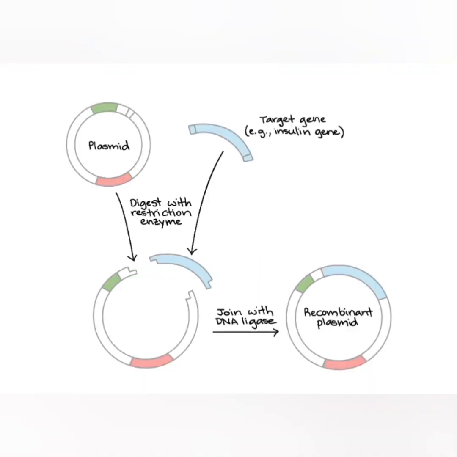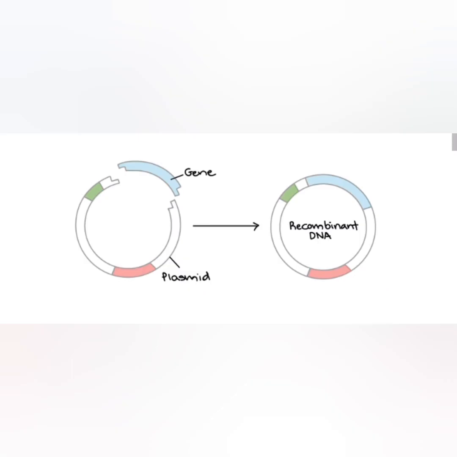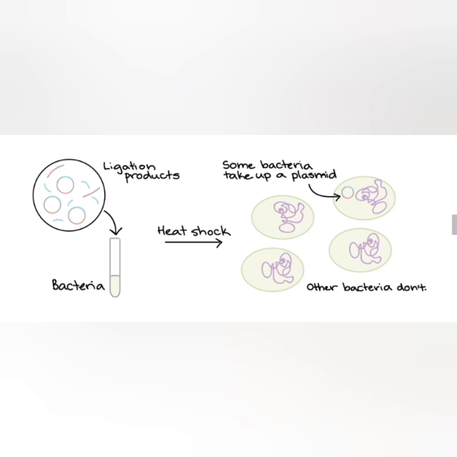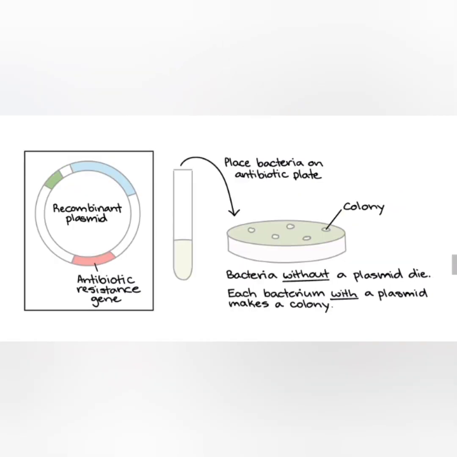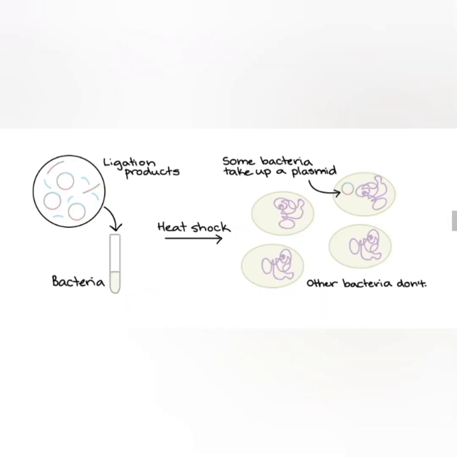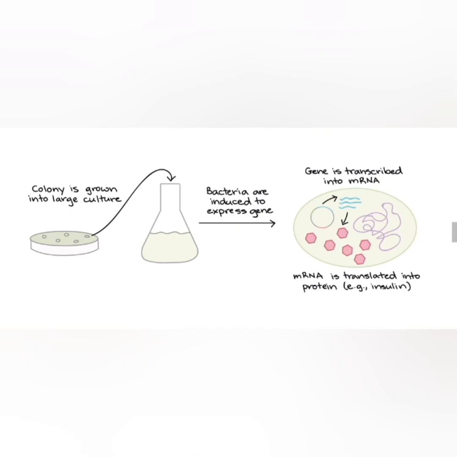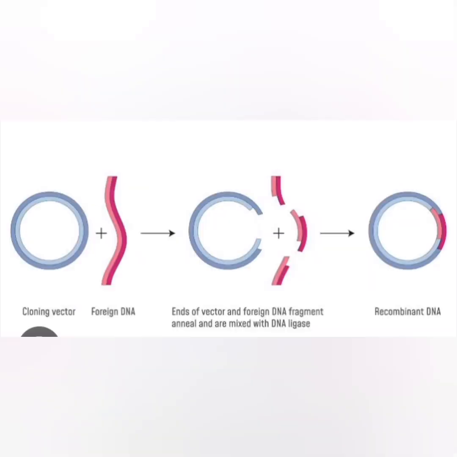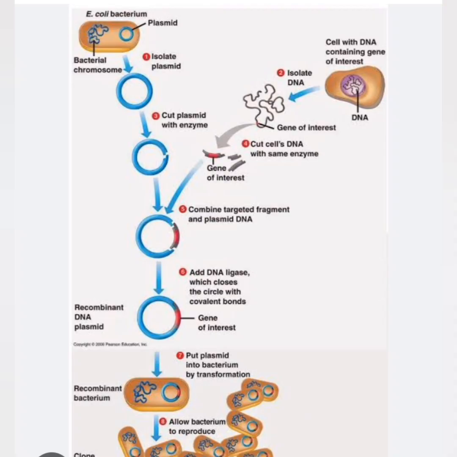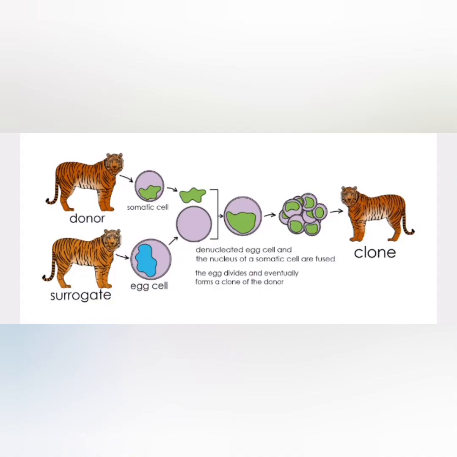What are the three types of cloning? The three types of cloning are gene cloning, reproductive cloning, and therapeutic cloning. Gene cloning is cloning of a specific piece of DNA. Reproductive cloning means cloning an entire organism. Therapeutic cloning is to treat diseases or replace damaged tissue.